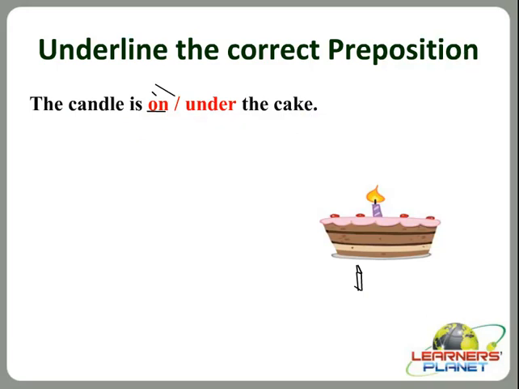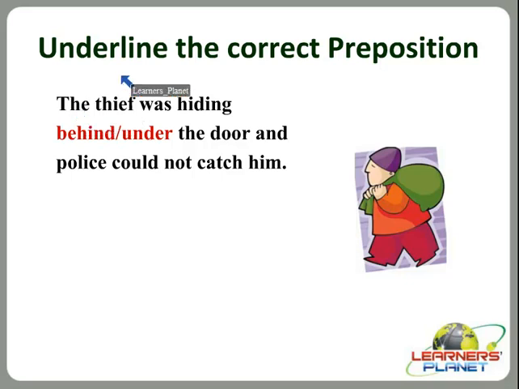Now, next one. The thief was hiding behind, under the door, and police could not catch him. The thief was hiding. Where can he hide? Behind the door or under the door? The thief is so fat, he cannot come under the door. So he will come behind the door.